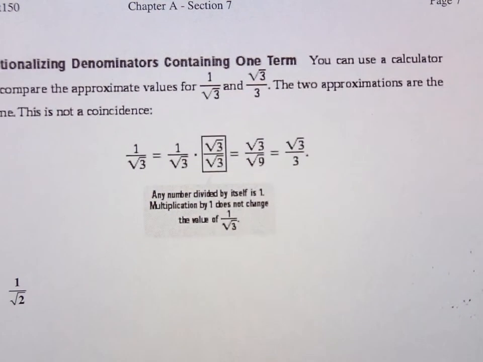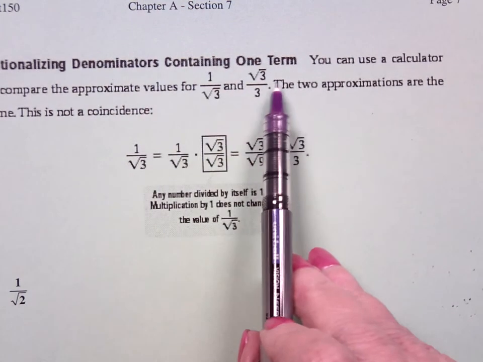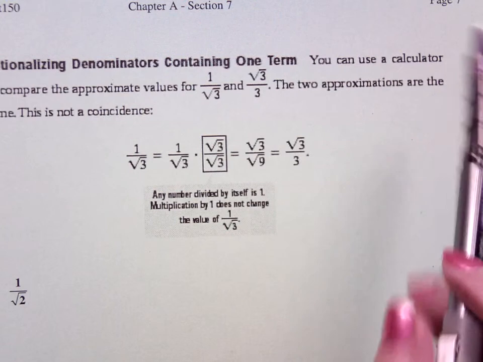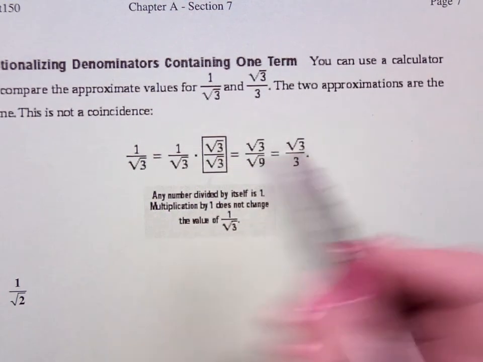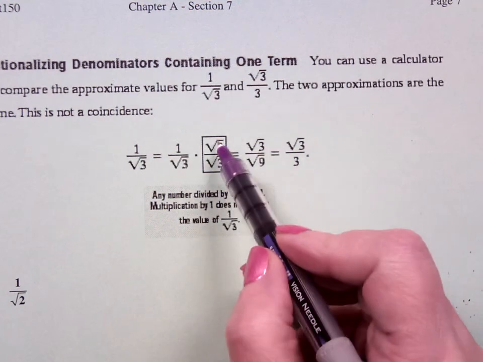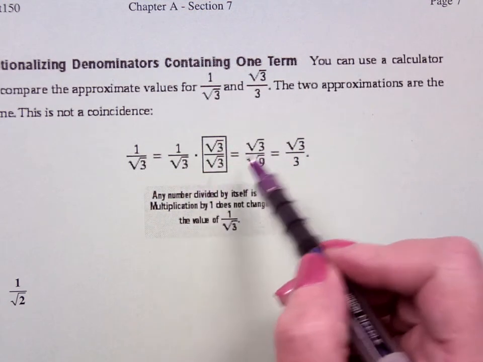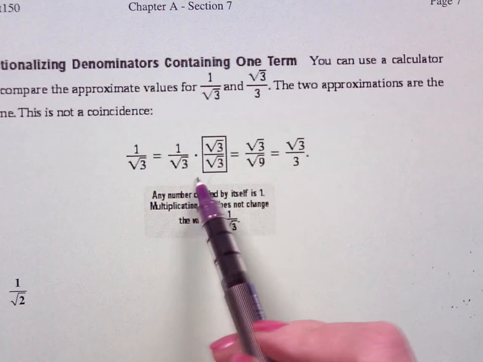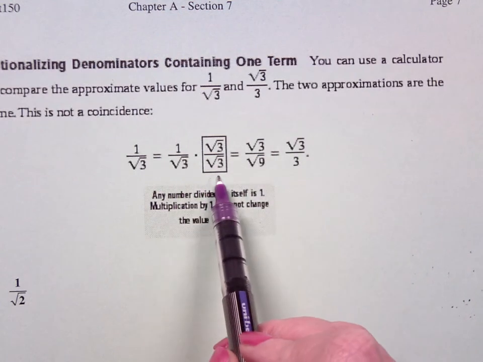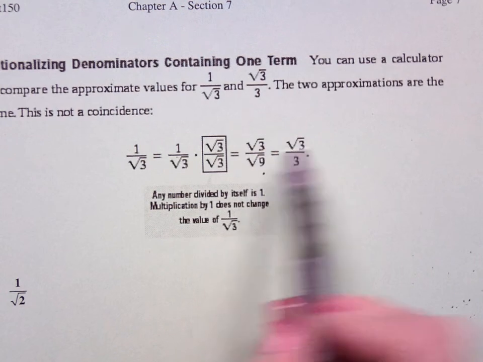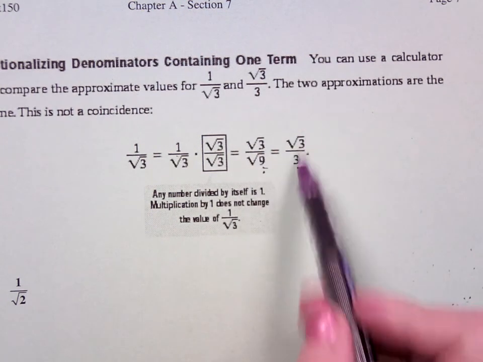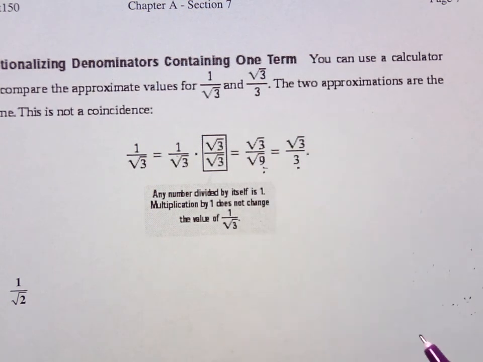We're going to be wanting to rationalize in the denominator. And if it contains only one term, you can be looking at, say, 1 over the square root of 3. If you multiply by the square root of 3 divided by the square root of 3, square root of 3 times square root of 3 is the square root of 9. 1 times the square root of 3 is the square root of 3. Square root of 9 is 3, so you end up with the square root of 3 over 3, which means there's no longer a radical in the denominator.